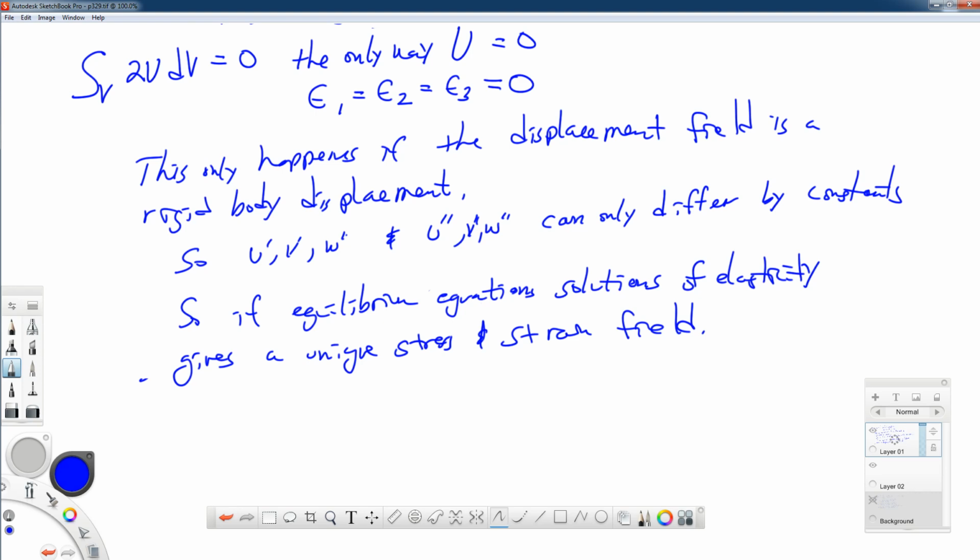So that's what I want you to get out of this, is to understand that once you have a nice linear elasticity solution, small strains, small displacements, then that solution is unique.